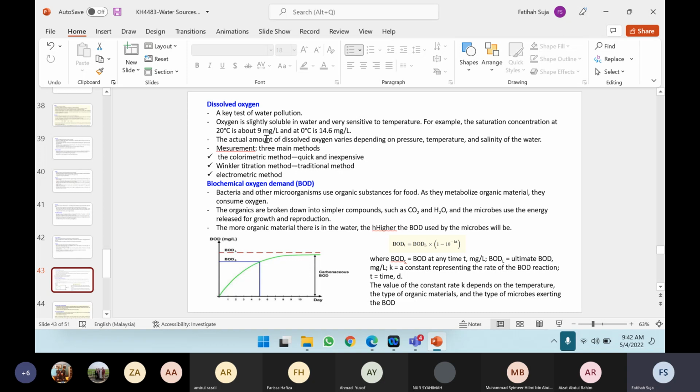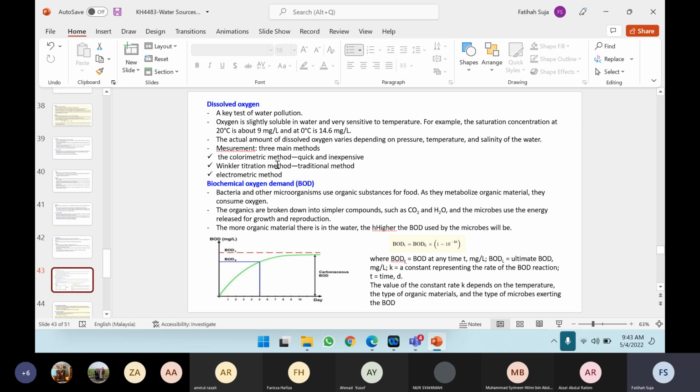When you measure the dissolved oxygen in a river, if it is about 8 to 9 milligram per liter, then you know that the river is very clean. The actual amount of dissolved oxygen varies depending on pressure, temperature, and salinity of the water. The main methods for measuring dissolved oxygen, because this is a very important parameter, like the pH, meaning that this is an easy parameter that determines the water quality.